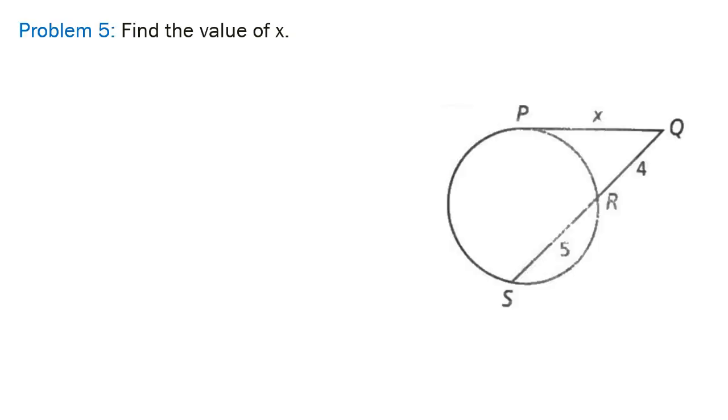So problem 5, find the value of x. So PQ, this is our tangent line. This is the one that gets squared. SQ right here is the one where we take the exterior, which is 4, times it by the total length, so 5 plus 4 is 9, and that's going to equal the tangent part, which is PQ, being squared. So we have x squared.